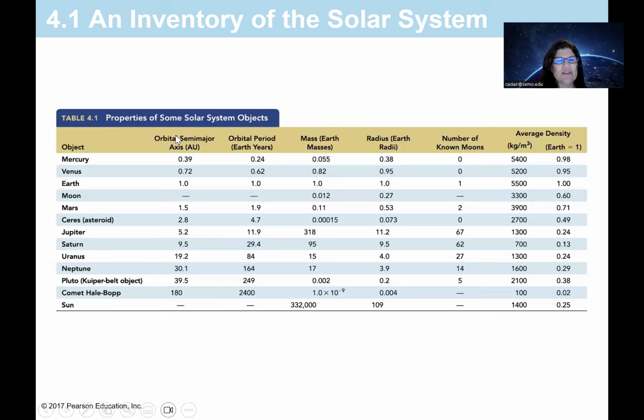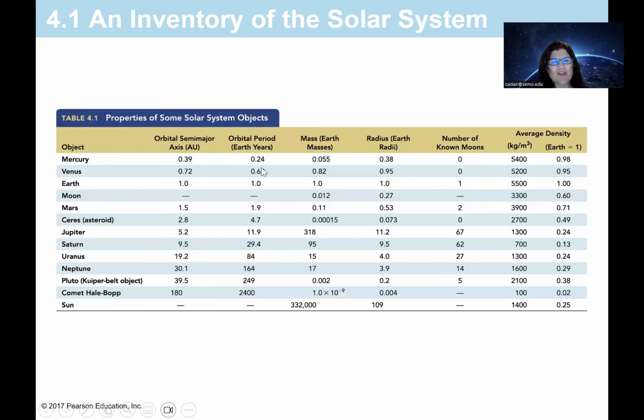Okay, so let's look at these. So the semi-major axis, Mercury is at 0.39 astronomical units. Venus is at 0.72 astronomical units. Mars is at 1.5. Jupiter is at 5.2. Saturn's at 9.8, etc. So we go like this is close to 20, that's close to 30, that's close to 40, which I think is kind of interesting.